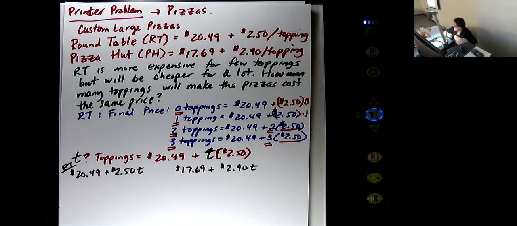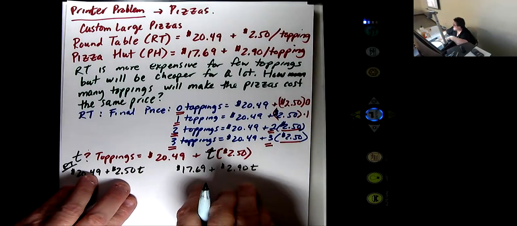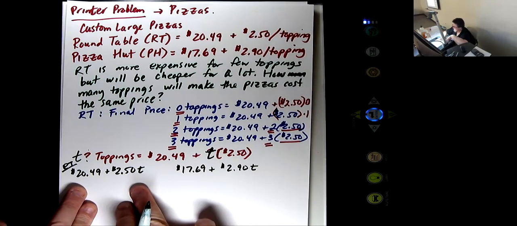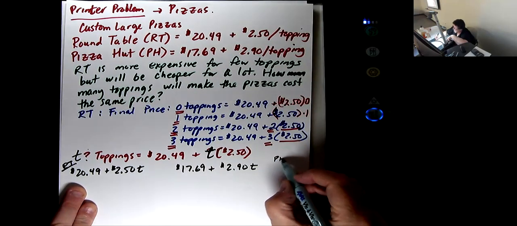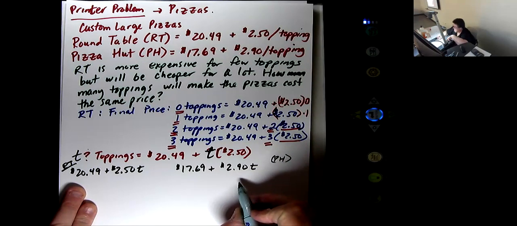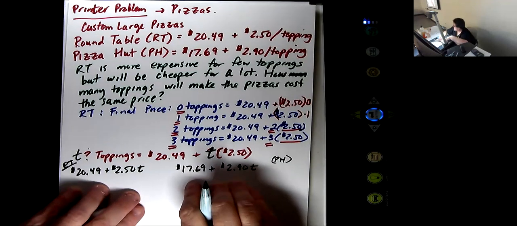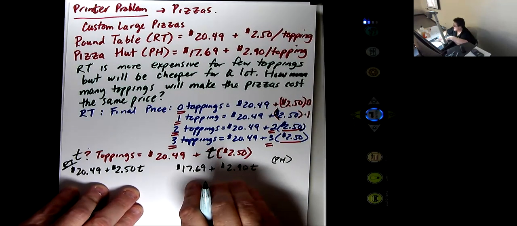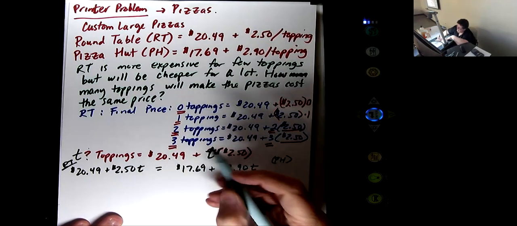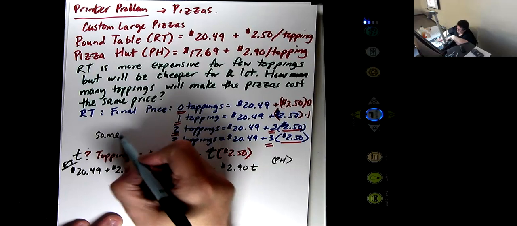When the pizzas cost the same price, what does that mean in terms of these 2 values right here? This is the final price for T-topping pizzas at Round Table. This is the final price for T-topping pizzas at Pizza Hut. They're the same price. How do they relate mathematically? What does same mean? Equal. So same is equal.